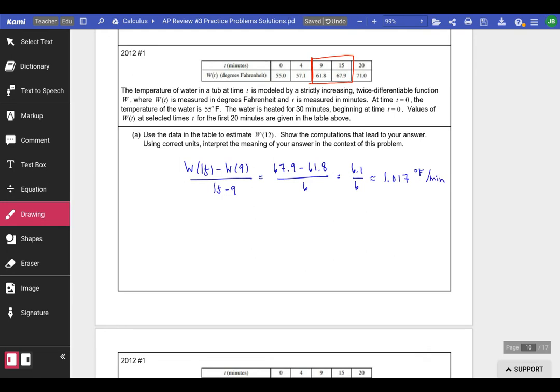Then it tells me to interpret the meaning of the answer in the context of the problem. So since we were estimating a derivative, we know what we're calculating there is the instantaneous rate of change. So we're calculating how that temperature was changing at time t equals 12. Well, since our derivative is positive, we know it's increasing, and it's increasing at the rate we just found.